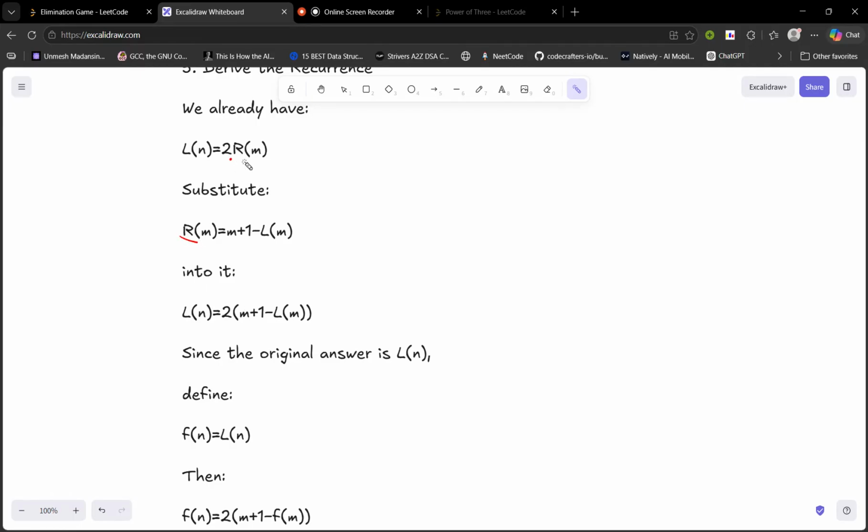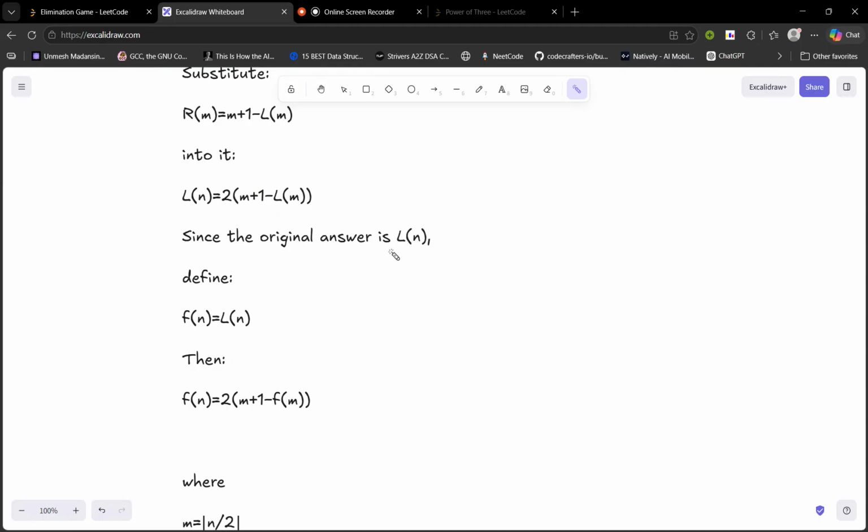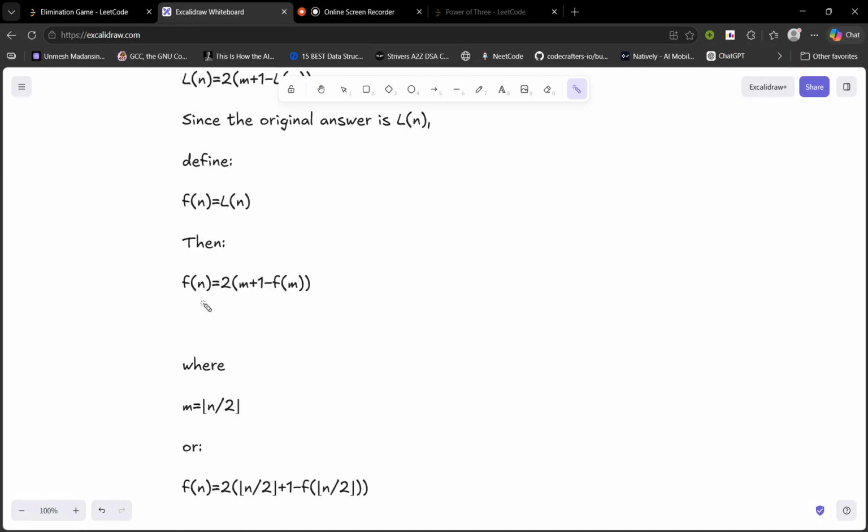Now Rm. What is Rm? Rm is ln by 2. From this we can say Rm is equal to ln by 2. So here ln by 2 and 2 is shifted here. So ln will be equal to 2 into m plus 1 minus lm. Since the original answer was ln, just replace ln by fn. So now fn is equal to 2 into m plus 1 minus fm.